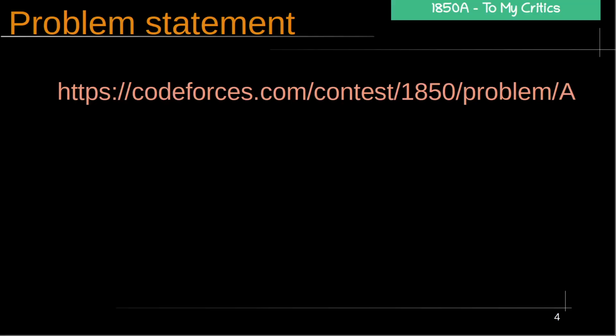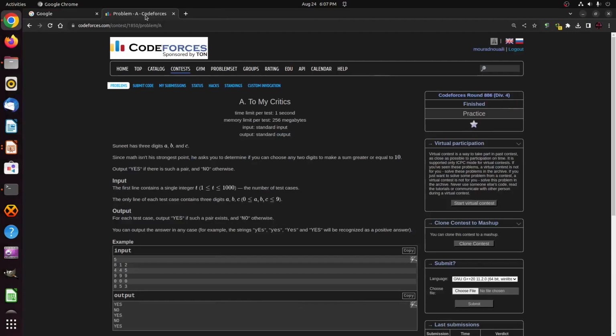Problem A, to my critics. This is the problem statement. We have 3 digits A, B, and C. Since math isn't his strongest point, he asks you to determine if you can choose any 2 digits to make a sum greater or equal to 10. Output yes if a pair makes the sum 10 or more, no otherwise.